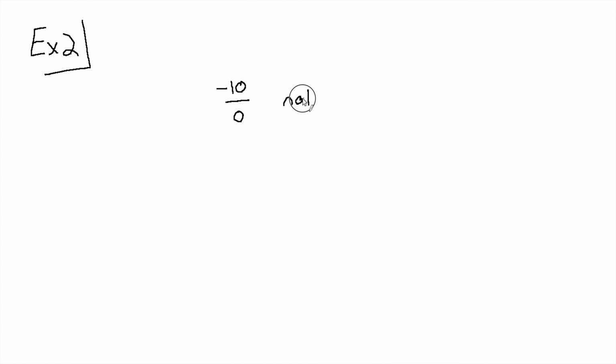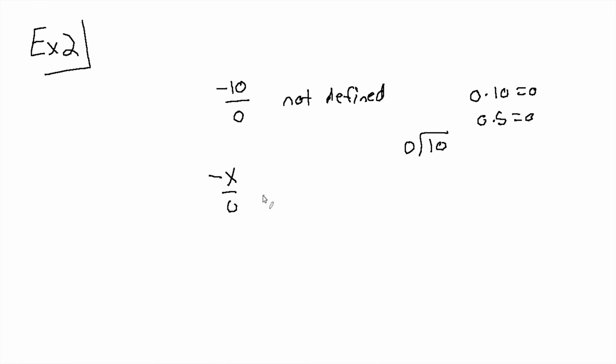Say we have negative 10 divided by 0. Well, if you divide it by 0, it's not defined. Because if we write it out in the box form, 0 with the 10 in the box, we need to find out how many times do you need to multiply 0 to get 10. And the answer would be you can't. Because anytime you multiply 0 by anything, you get 0.